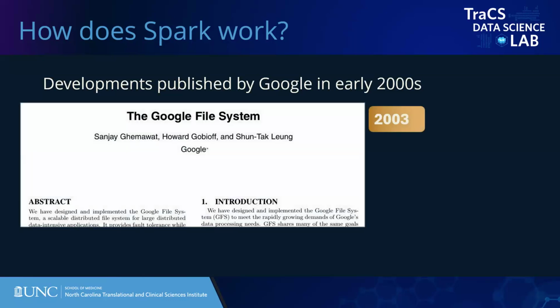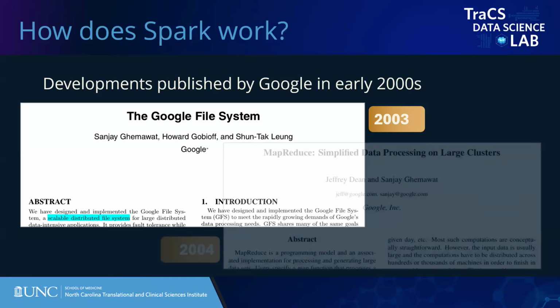So the first of these came out in 2003, and it was this paper about the Google file system. So this was a scalable distributed file system for big data. We'll circle back on this concept of scalability in a little more detail. The distributed part is pretty much what it sounds like. So once you have data that are so large, they can't be stored on some single storage container, you can partition the data and distribute it across several containers on a distributed system. So that was the first one.